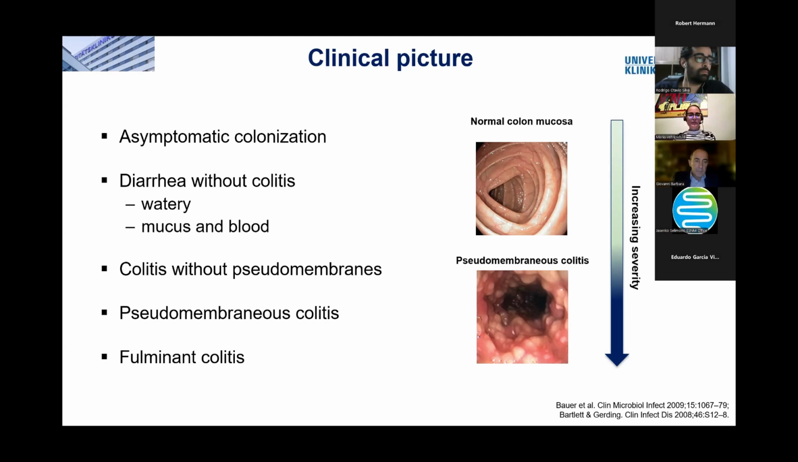The least severe form is the asymptomatic colonization. Then we have patients who present with watery diarrhea. In severe cases, you can also see mucus and blood in the feces. And in the very severe cases, you will have a colitis with the classical pseudomembranes on the right side in the picture. You can have a toxic megacolon with a perforation, and you can even have fatal outcomes with this disease, even though they are really not very frequent.